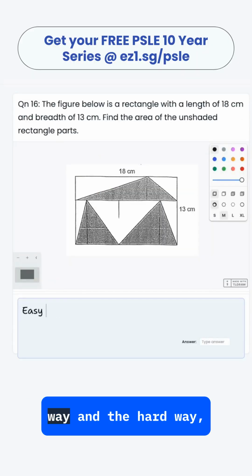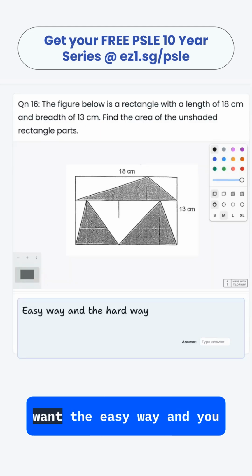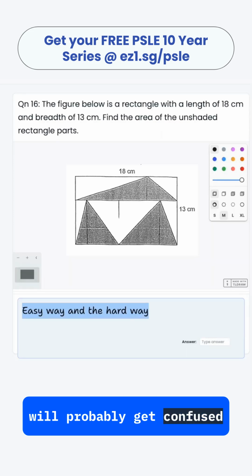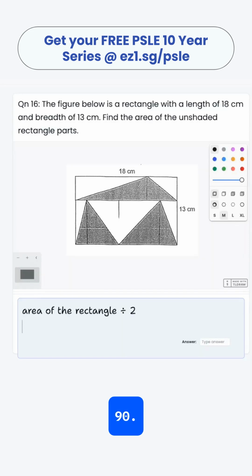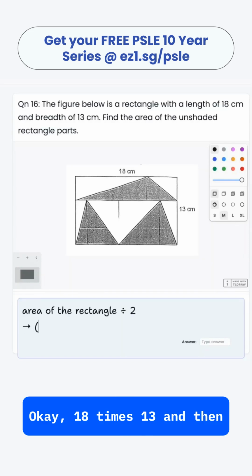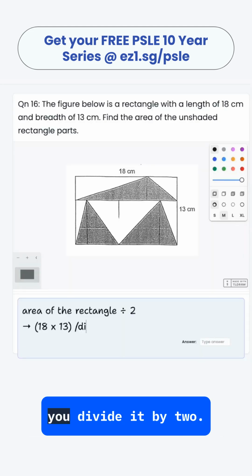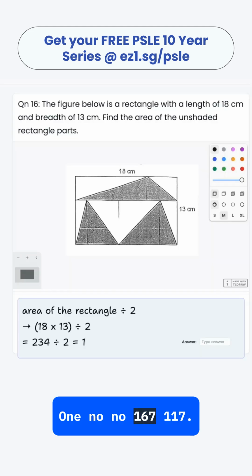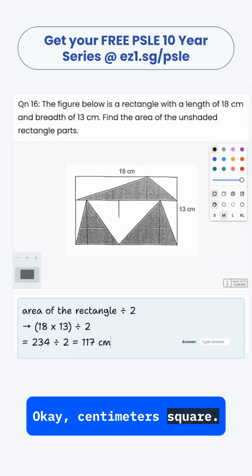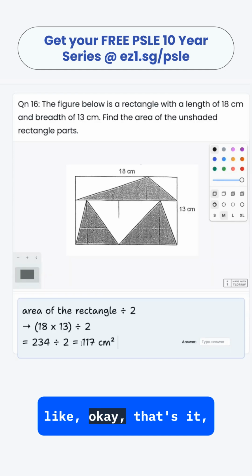Okay, so there's the easy way and the hard way, right? I think most of you want the easy way, and you will probably get confused on why the easy way is the easy way. So basically you get the area of the rectangle and then you divide it by 2. So the area of the rectangle is 18 times 13, which is 234, and then divided by 2, this will give us 117 centimeters square.